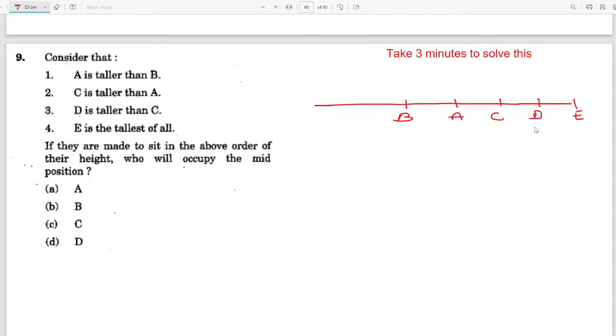There are 5 people, and the middle position would be the third position from both ends. So this is the first, second, third, fourth, and fifth. The middle position is this one. So the correct answer is option C. I hope things are clear. If you have any queries, please ask, or else we'll move to the next question.